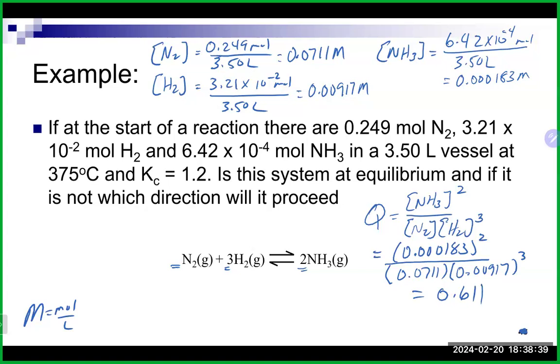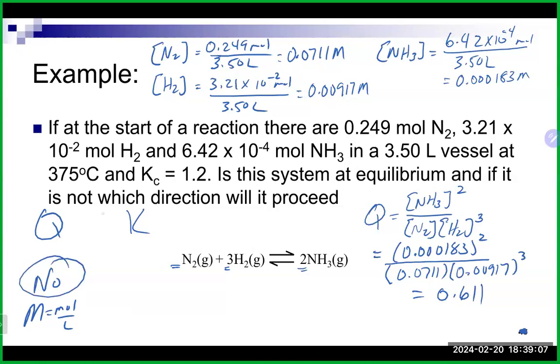So what do we do with that Q value? We're going to take the Q value we just calculated and compare it to the K value. Is it the same? It is not, which means the first question answered is, am I at equilibrium? I am not, because they don't equal each other. Remember, you'd be at equilibrium if the K and the Q equal each other, so they don't. So the first answer is no, we're not at equilibrium.